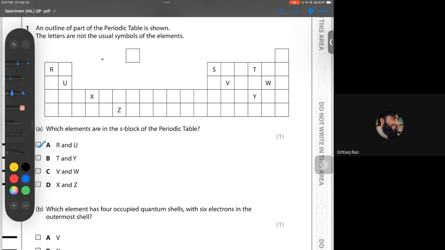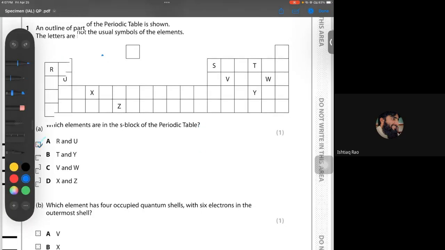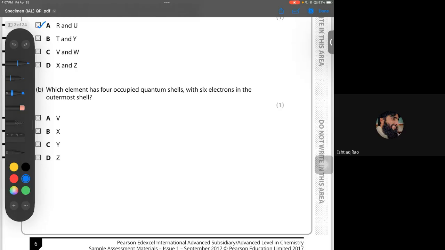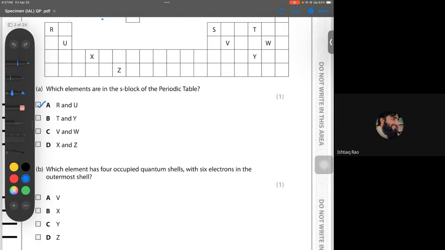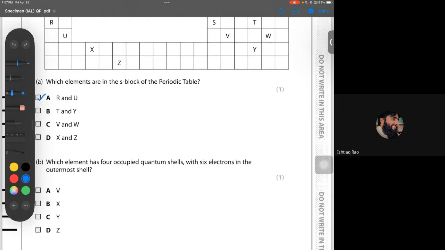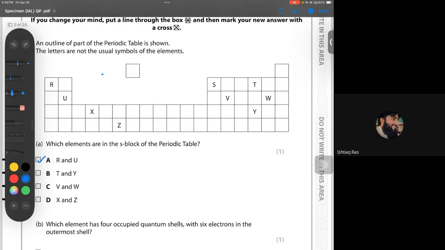Okay. And then in part B, they are saying which element has four occupied quantum shells with six electrons in the outermost shell? Six electrons means it's going to give you the group number. The group number is equal to the number of valence electrons. So six electrons means it would be in group six of the periodic table. And four occupied quantum shells means it's going to give you the period number.